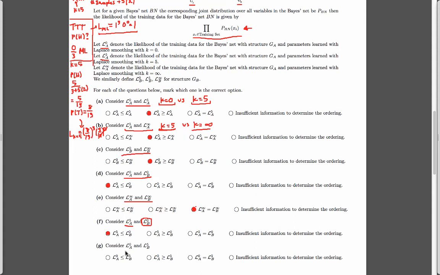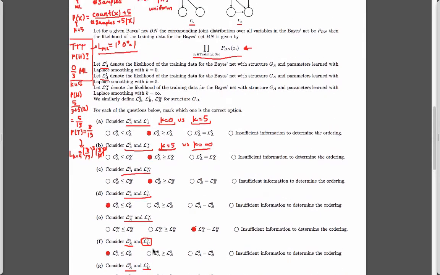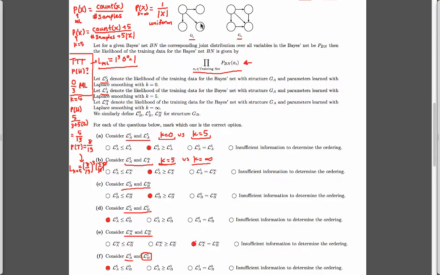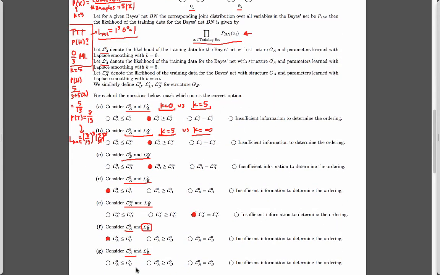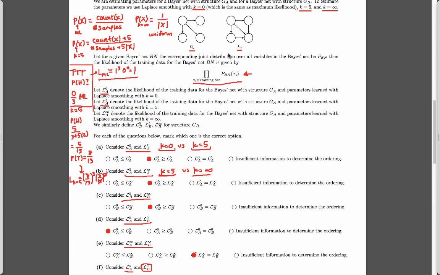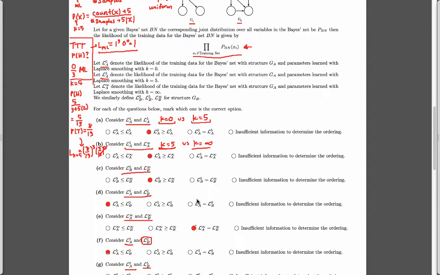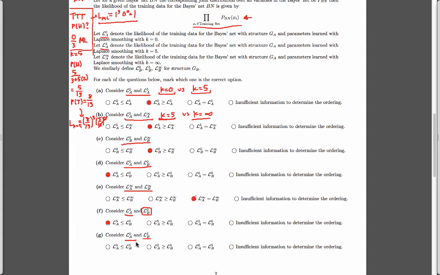Lastly, we are comparing using maximum likelihood with model A versus Laplace smoothing with model B. We want to compare this less expressive Bayes net with 0 smoothing to a more expressive Bayes net with some smoothing. We know that the likelihood of our training data will increase when we use model B, but it will also increase if we use k equals 0 versus k equals 5. It's impossible to tell without knowing the specific training data whether smoothing or the model will make a bigger effect on the likelihood of the training data. Therefore, we have insufficient information to determine which value will be greater or equal. And that's the final answer.